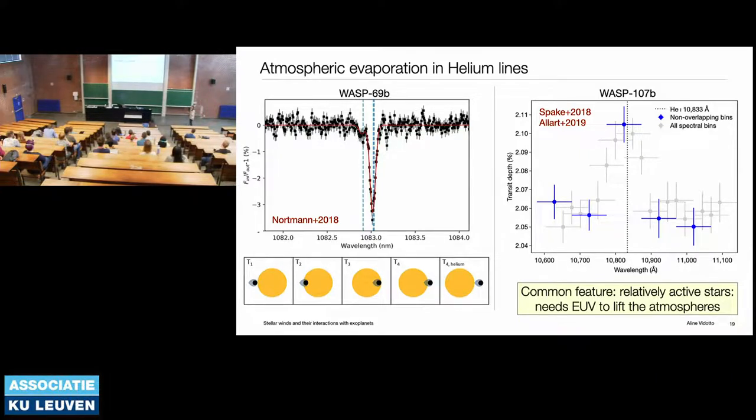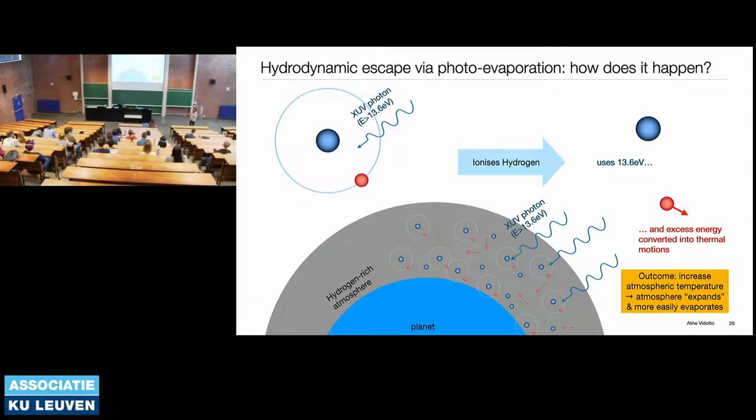Now, I mentioned detection, but what is the physics behind that? So the idea here is that you have a planet, you have a hydrogen-rich atmosphere, and you need high-energy photons to ionize this atmosphere, or to partially ionize it. So, for example, you have a photon that has an energy greater than the ionization threshold of hydrogen, 13.6 eV. Therefore, what happens is that you use 13.6 eV to ionize, and the excess energy is converted into thermal motions.